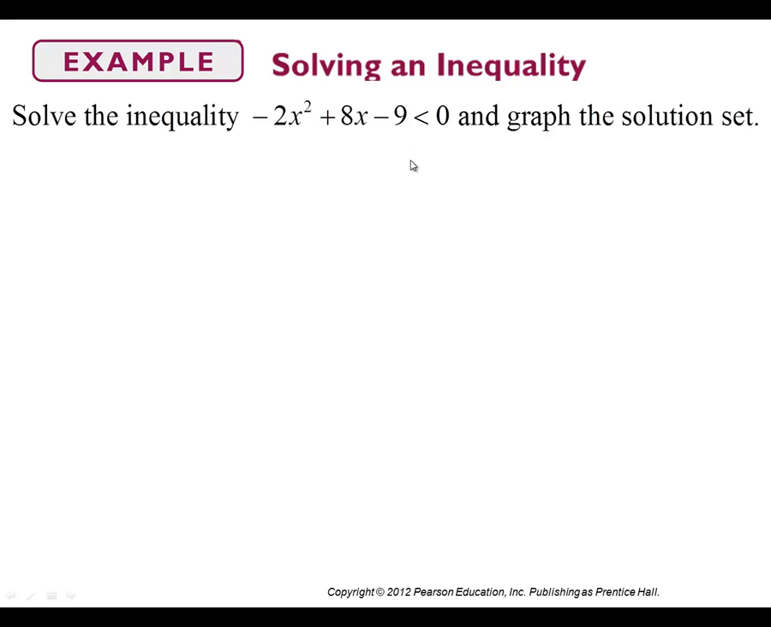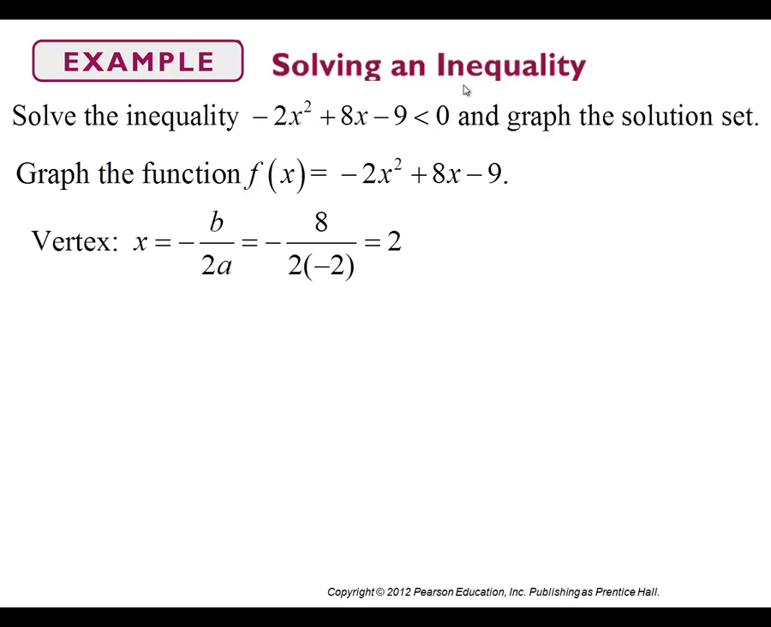Alright, here we have solve the inequality and graph the solution set. First we want to graph f of x. And this time we're going to find the vertex, negative b over 2a. So the a is negative 2, and that goes down here. And then 8, that's b. And so the negatives cancel, and so now we have 4 divided by 8 is 2. So our vertex is at 2. Our x-coordinate for our vertex is 2.